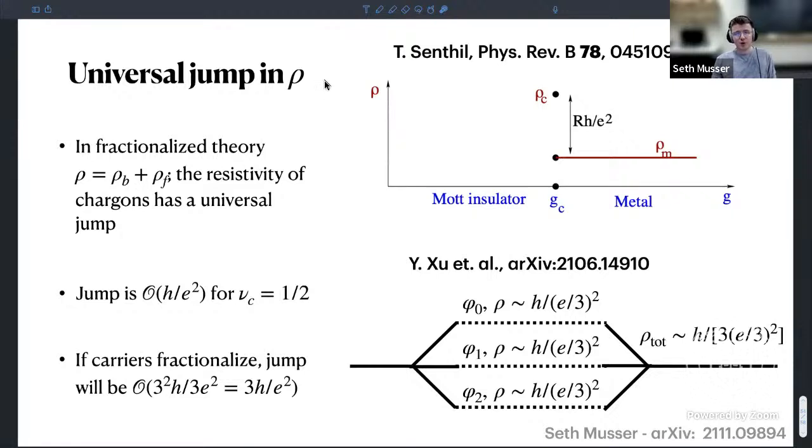Just as a quick review of this universal jump, when you have this fractionalized theory, you can show that your resistivity is just a sum of the resistivity of the chargons and spinons. Now the chargons on the superfluid side, this is 0. And on the insulating side, it's infinity. But right at the critical point, it has some critical value. And so there's this universal jump, which is driven by the critical value of the chargon resistivity. And for 1/2, that's h/e².